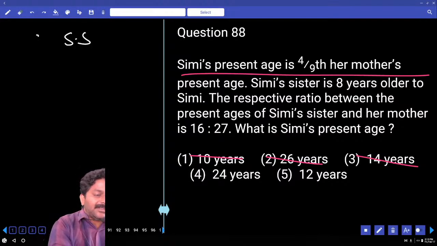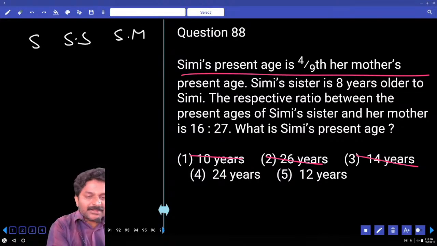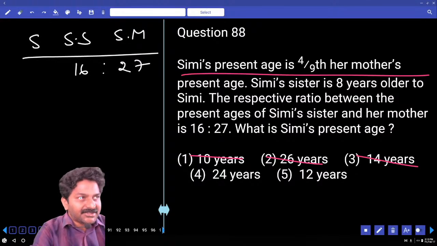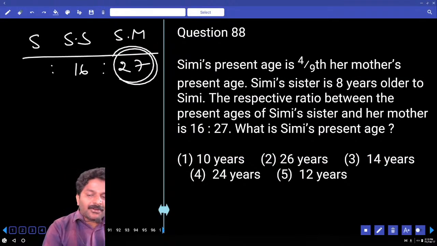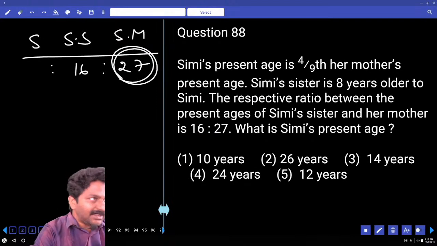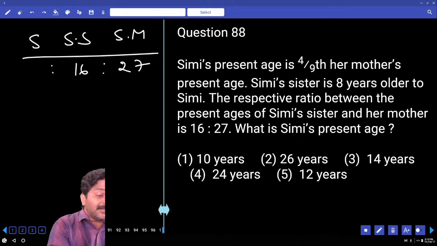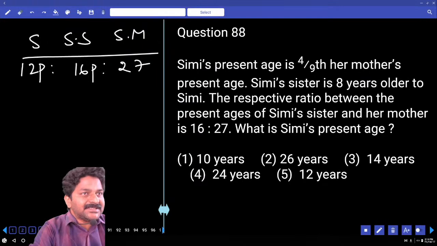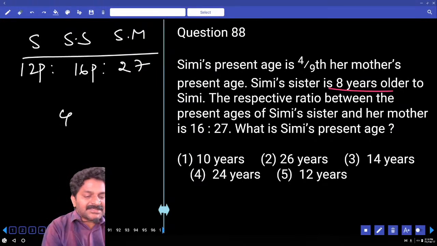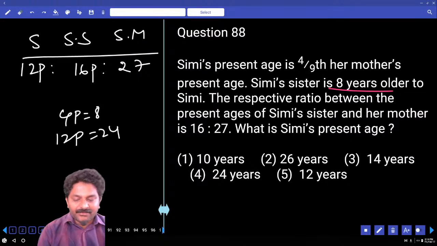Simi's sister, Simi's mother. Sister's age to mother's age ratio 16:27 is mentioned. The first condition says Simi's age is 4/9 of this number. 1/9 is 3. 4/9 is 12. Simi's age and her sister's age, parts wise difference is 4 parts. Years wise 8 years. 4 parts is equal to 8. Simi's age is 12 parts, that is equal to 24. Fourth option.